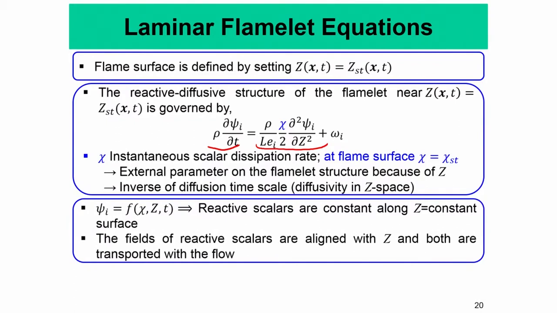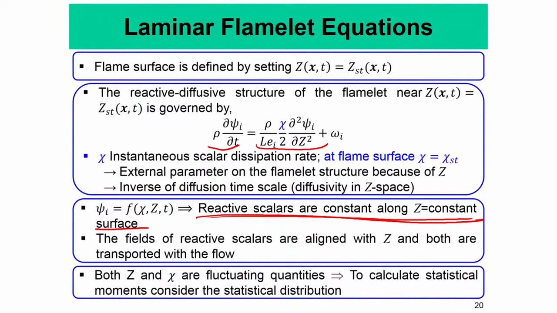The most important thing that allows us to reduce to this very elegant and beautiful equation of xi_i in Z space is that the reactive scalars are constant along the Z surface, and the fields of reactive scalars are aligned with Z. Reactive scalars are essentially constant along the isosurface of Z, where Z is equal to a constant. If they have to vary, they must vary perpendicular to the isosurface of Z, so they vary essentially with Z. That means the fields of the reactive scalars are aligned with Z and both are transported with the flow.